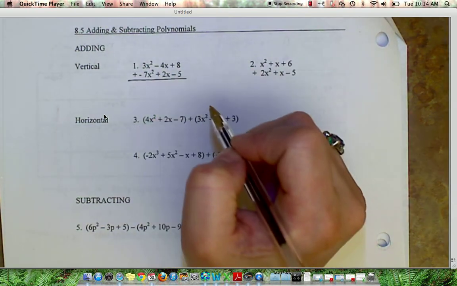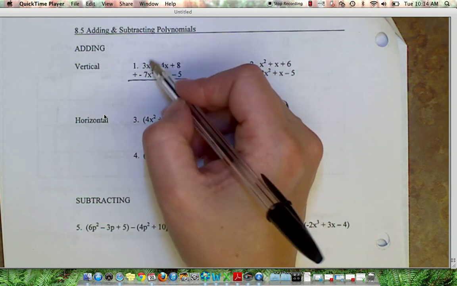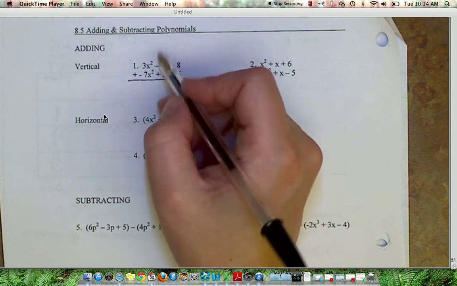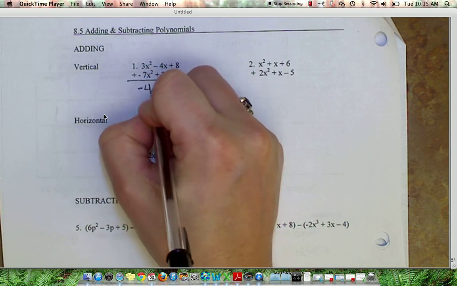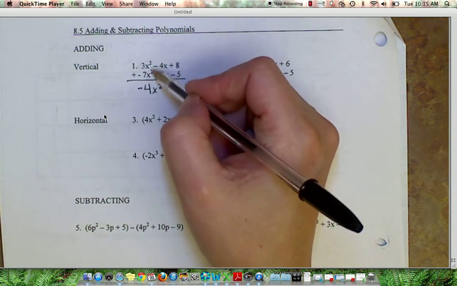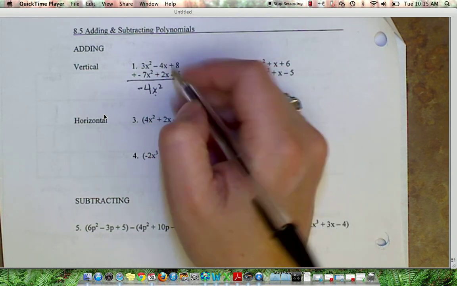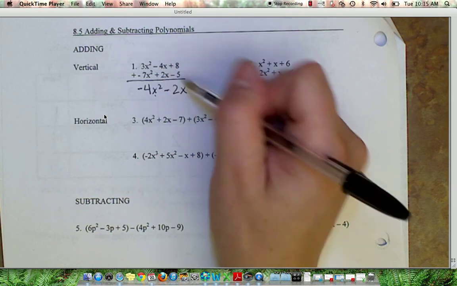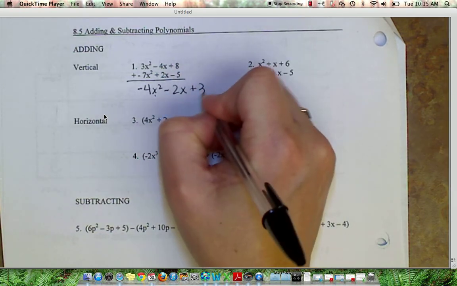What we need to remember is that when we add like terms, the exponents do not change. We do not change the exponents. So 3x squared minus 7x squared is negative 4x squared. So if they start out as x squared, they'll still be x squareds. Negative 4x plus 2x would be negative 2x, because you're just adding these numbers and bringing the x down. And positive 8 and negative 5 would give you positive 3.